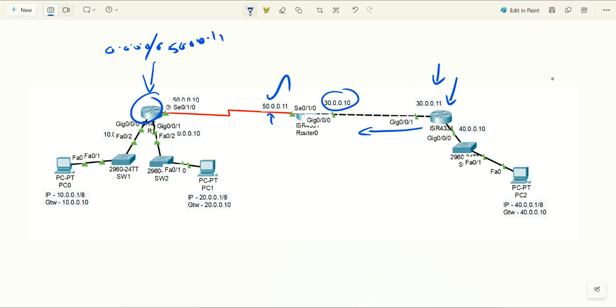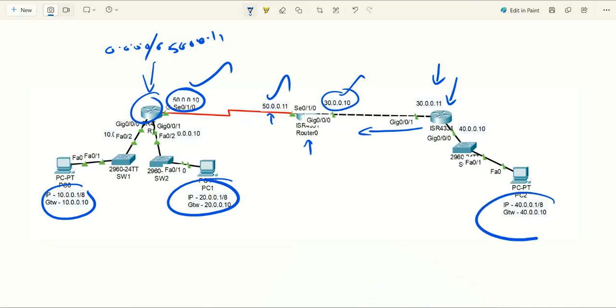Here there is no change. Same 30.0.0.10. Now look at this router. Is this a stub router? No. This is not a stub router. Why? To go to these two networks, this is the gateway. To go to this network, this is the gateway. Agree or not? So we cannot write default route here.